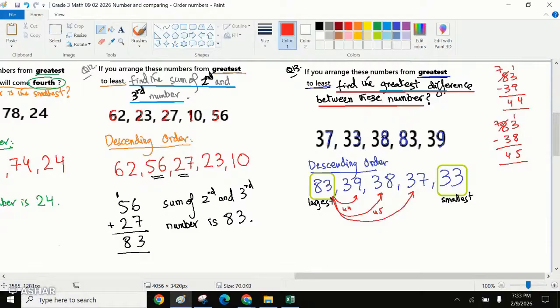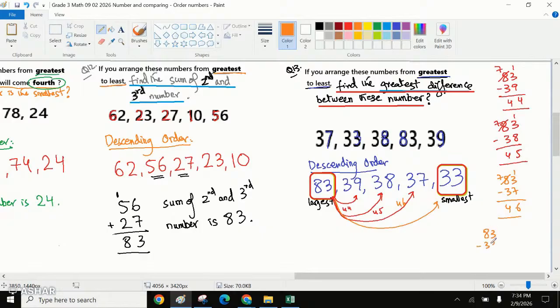Okay. What happens is the greatest difference, the biggest difference would always be between the largest number and the smallest number. How? Let's confirm. 83 minus 37. This is 7, 13, 6, 46. The difference between this was 46. Let's look at the difference between these two numbers.